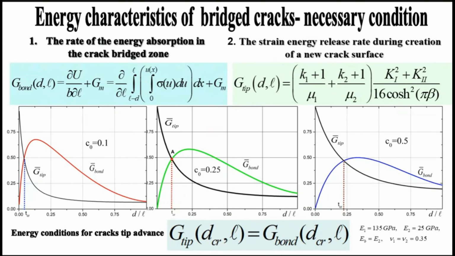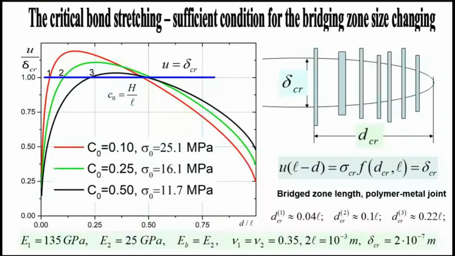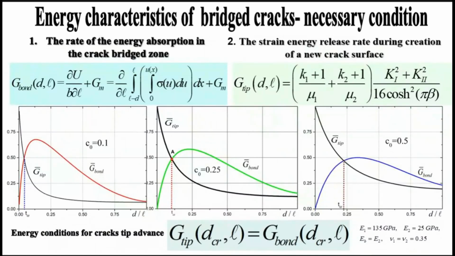The limit equilibrium of the crack tip corresponds to fulfillment of the necessary condition, and this condition is the equality of the energy release rate and the rate of energy dissipated by bonds. Here we show three cases of fulfillment of this criterion for a crack with bonds of different compliance. With increasing compliance of bonds, the length of the critical bridged zone increases. You can see that in the three graphs.